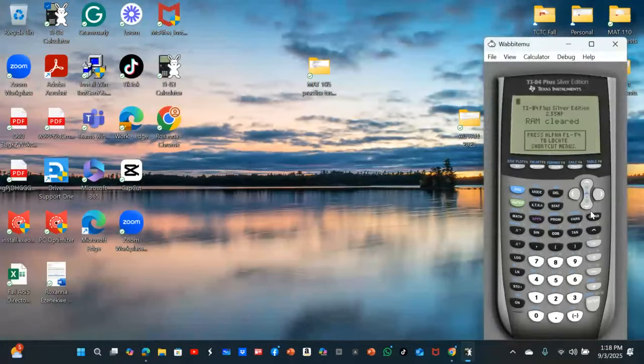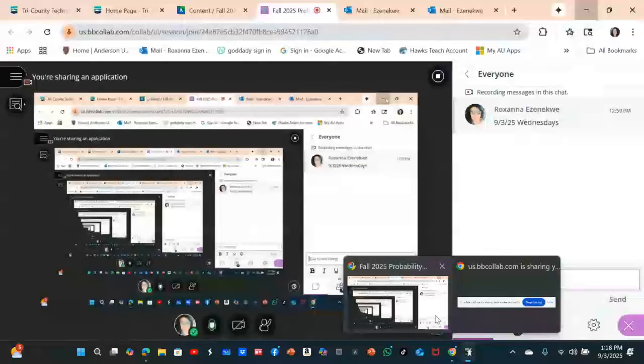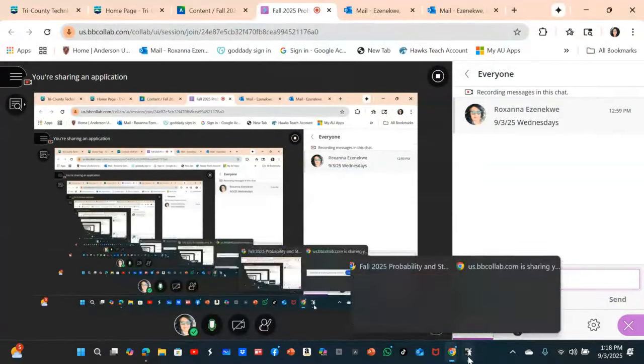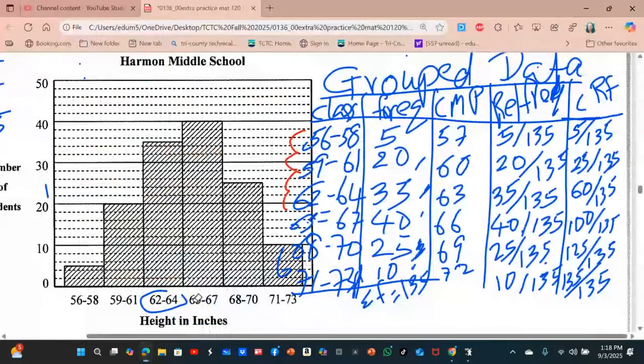Okay, I'm going to clear. I am pulling my calculator up. If you are just joining this class, we are doing grouped data. We want to find the 5-number summary of grouped data. Now I am going to pull up this data again. I have the grouped data, the frequency distribution, the class midpoint, the relative frequency, and the cumulative relative frequency. So I have everything.